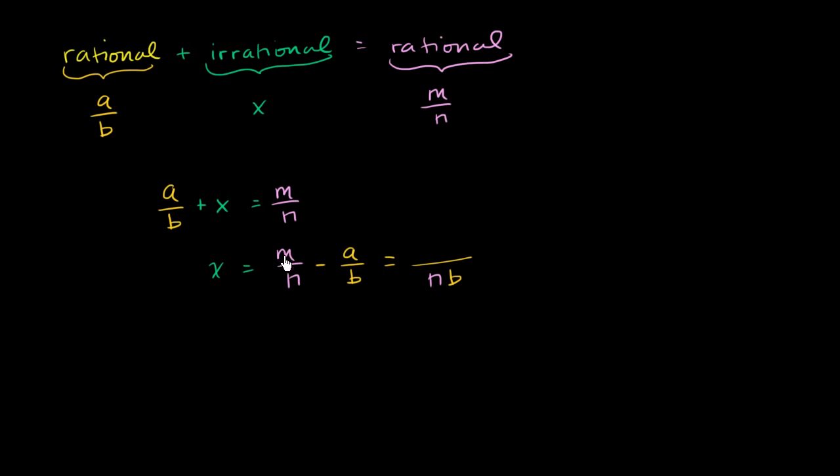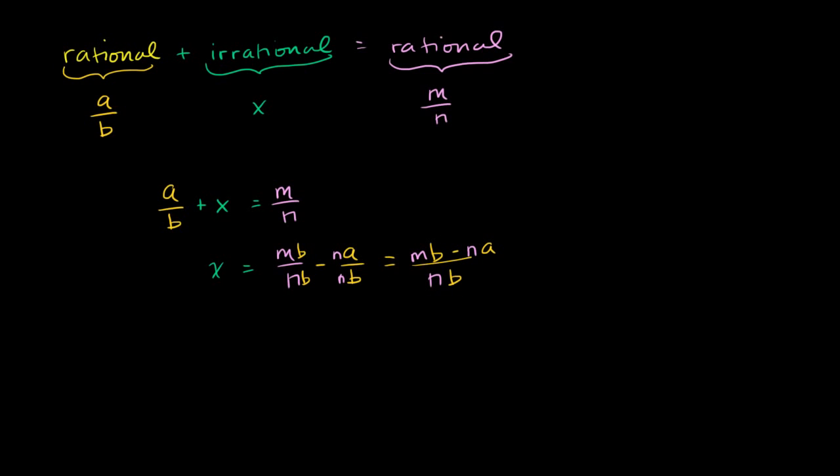And then let's see, m over n is the same thing as mb over nb. So this would be mb. I'm just adding these two fractions. mb minus, let's see, a over b is the same thing as n times a over n times b. So minus n times a. All I did is I added these two fractions. I found a common denominator. So let me make it clear. I multiplied this one by b, and then I multiplied this one by n, and I just added these two things, and I got this expression right over here.